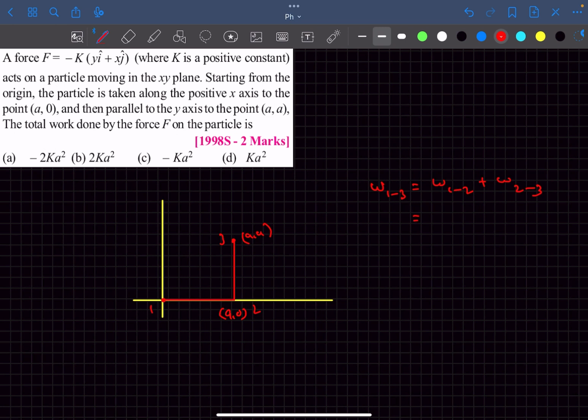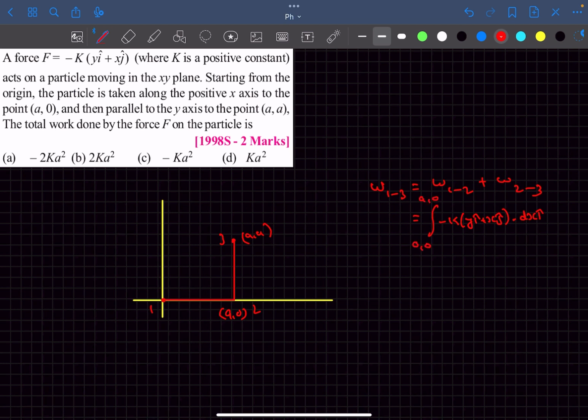So now work done from 1 to 3 will be integral of the force vector, which is minus k y i cap plus x j cap, dotted with the displacement vector. So in this case, the displacement vector will be dx only. So this will be dx i cap, and the dot product. As you can see, there is no component in the y, so the limits will be from 0 comma 0 to a comma 0.